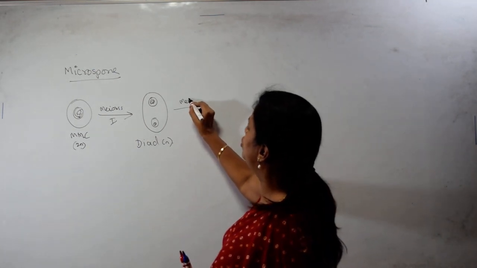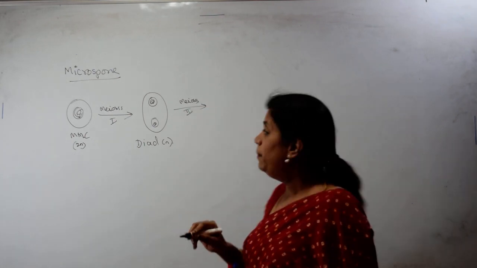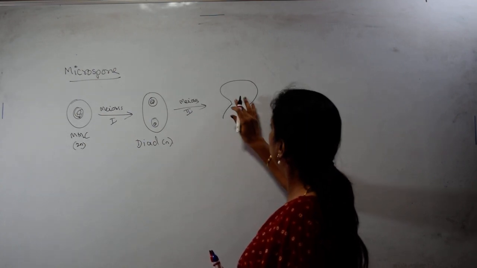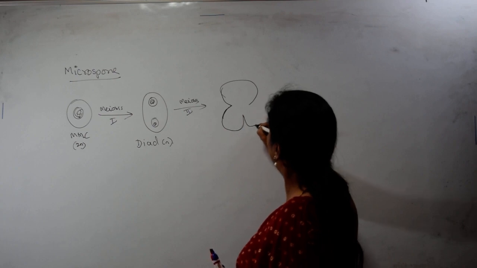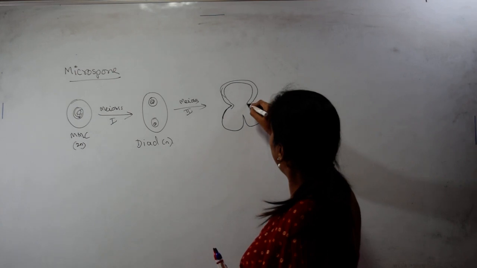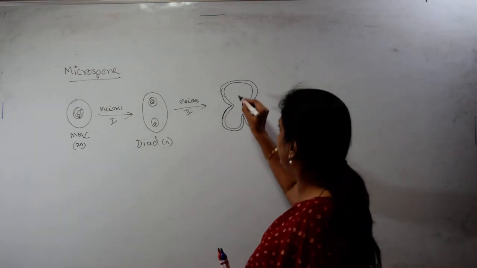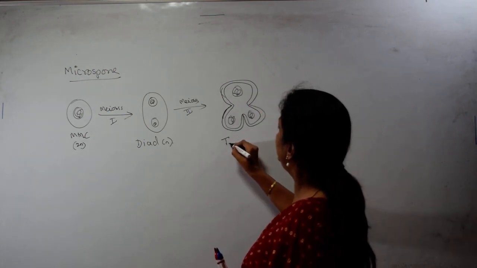Then in meiosis 2, 4 cells are formed, and they are arranged like this, the first one, second one, third one. Here the nuclei are arranged. This is actually called the tetrad. Here is one nucleus, here is one, the other side is another. This is called the tetrad.